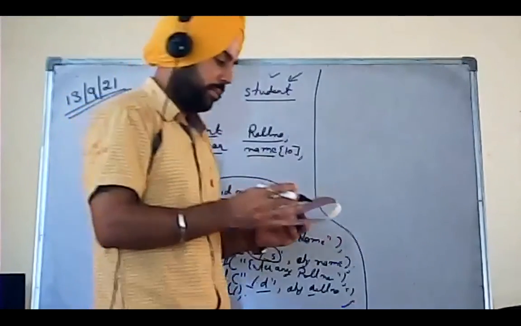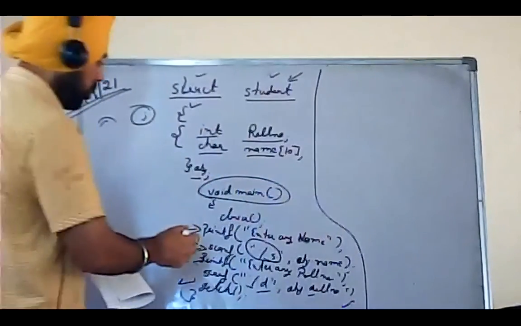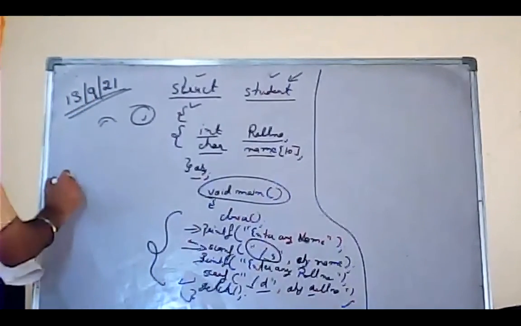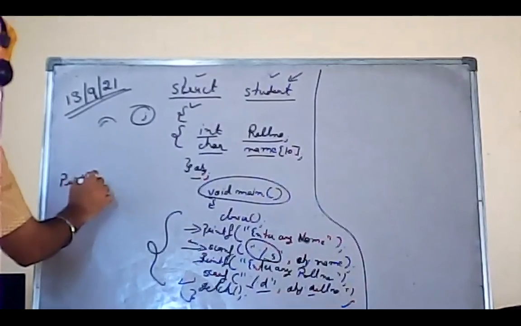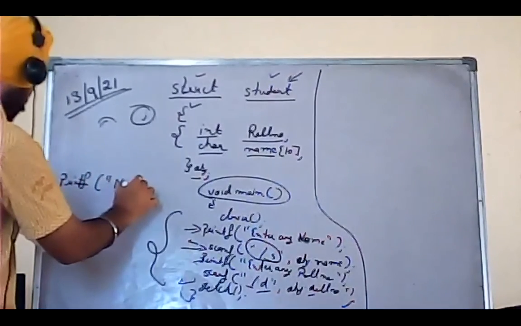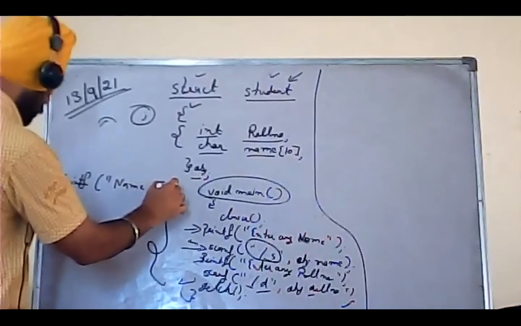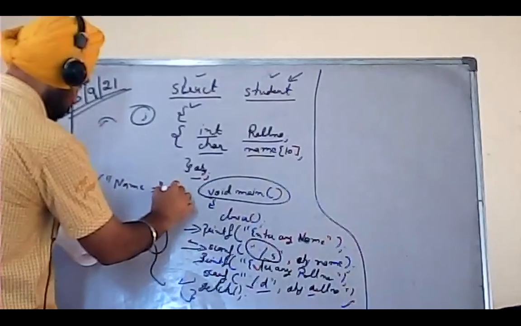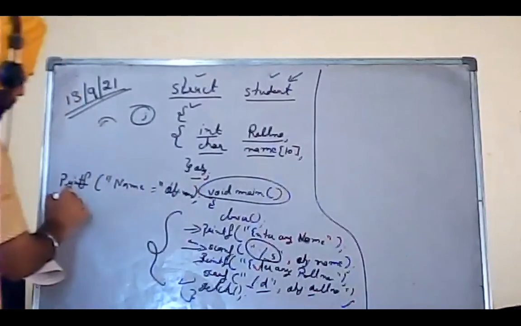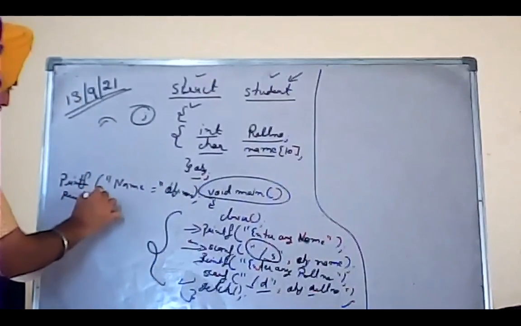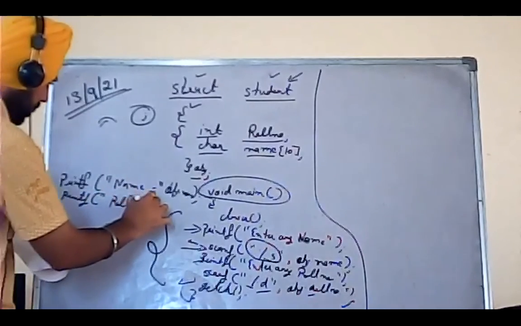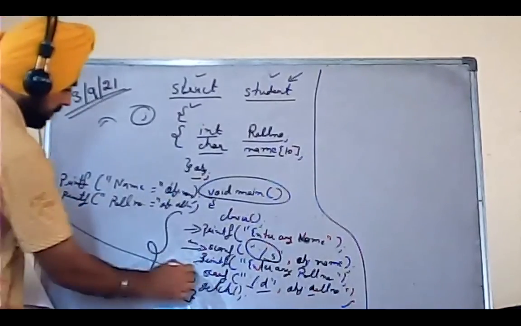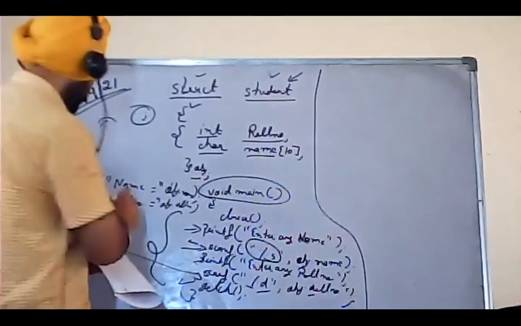So after that, here we only enter the value. If you want to print the value, we use printf. Sorry, I forgot that point. Printf name is equal to obj dot name. Then printf roll number is equal to obj dot roll number. Then after that, getch, because I forgot to write the printing of the value.